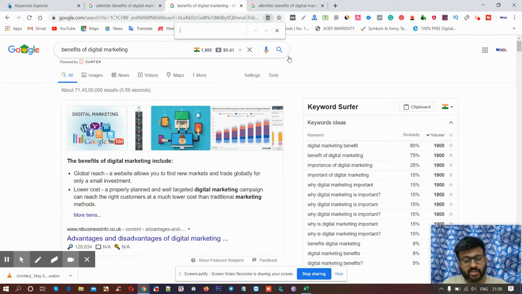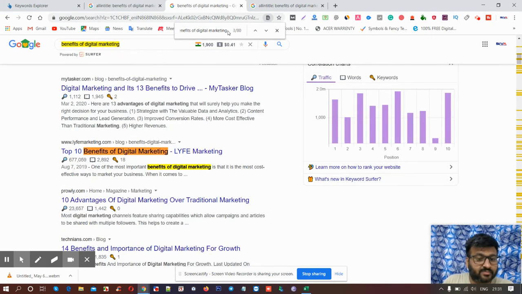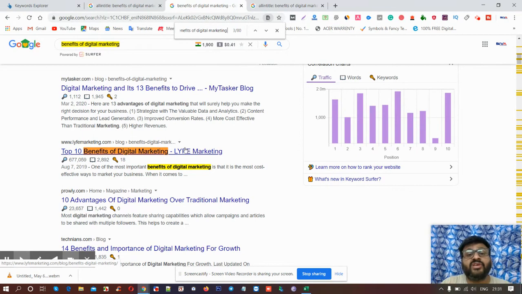I'm using Ctrl F and pasting it. Here are the 80 results. Benefits of digital marketing, I am looking for this particular keyword. Okay, and for that I am pressing enter. See, this particular website is using this keyword in their title. So when this particular website is using this particular keyword in their title, that means if I am looking for this particular keyword, I will have a chance to click here. So allintitle is the best competition analysis parameter, or analysis filter, I can say.